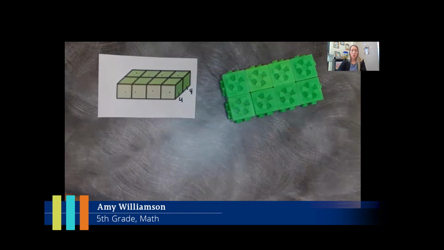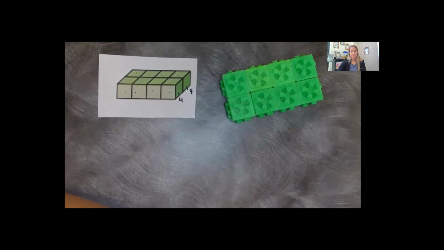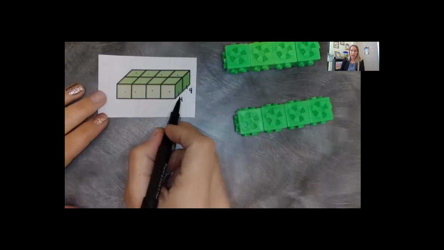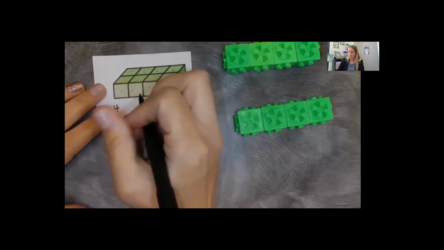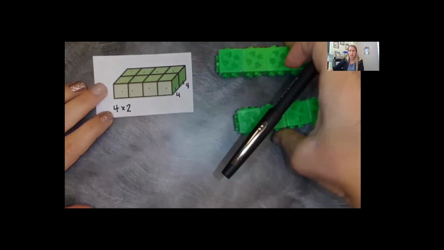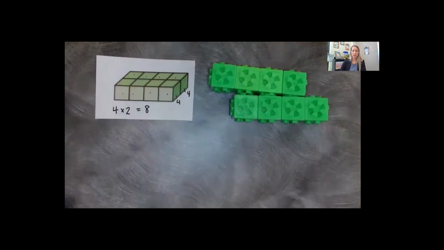Excellent work. So what's another way that we could have found the volume of this rectangular prism? Good. I heard somebody say, Miss Williamson, I could have thought about the front layer having 4 like you did, but instead of doing 4 plus 4, I could have said 4 times 2, because there are 2 of those layers, to give me a volume of 8 cubic units. Well done. Remember that volume is the measure of the amount of space that a solid figure occupies. Volume is measured in cubic units.